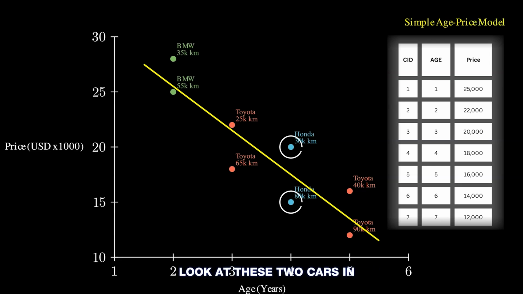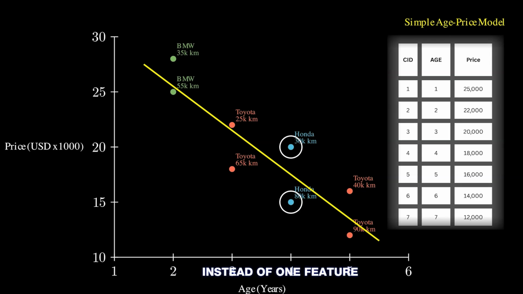Look at these two cars in the animation. Both are 4 years old, but one sold for $22,000 while another sold for only $16,000. Our simple model predicts both should cost $19,000. This $6,000 variance tells us that age alone is insufficient. We need additional variables to explain these price differences. This is where multiple linear regression becomes essential.